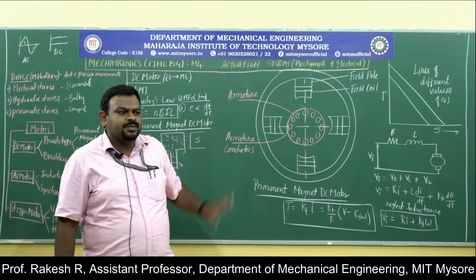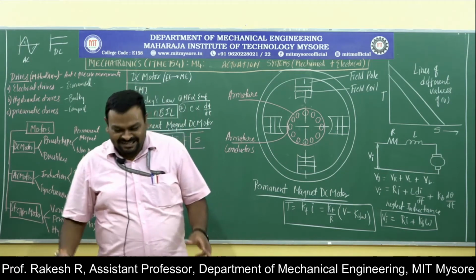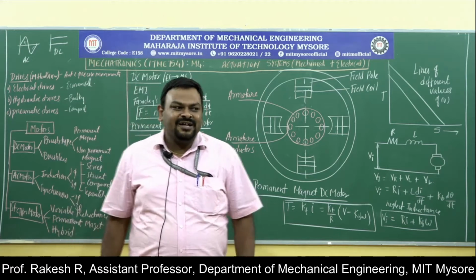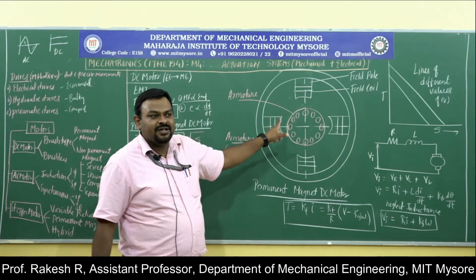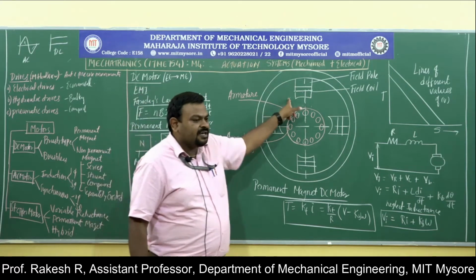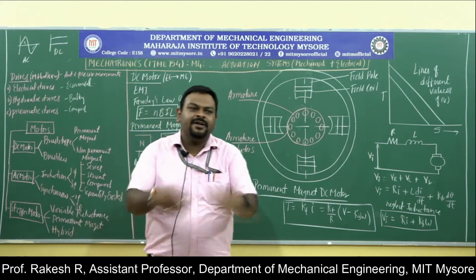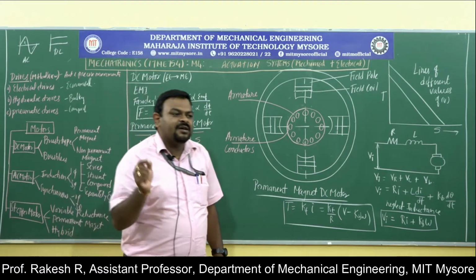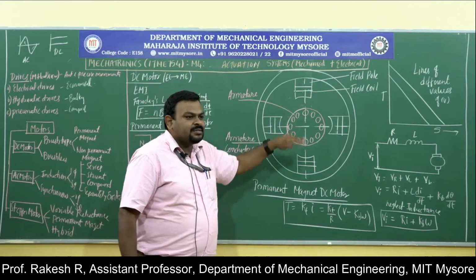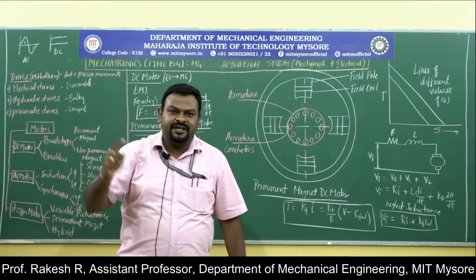Sir, can I stop this? Yes, you can stop, but you have to switch off the motor. In a permanent magnet DC motor, we cannot stop the motor anywhere. If you want to stop the motor, we need to stop the system itself. That means there is no flexibility for intermediate angles in a DC motor. It will rotate at 360 degrees.